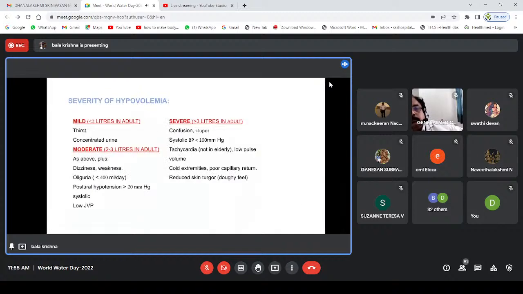In assessing the severity of dehydration, in children there are states of none, some, and severe. In adults there is mild, moderate, and severe dehydration: less than 2 liters, 2 to 3 liters, and more than 3 liters. Mild increases thirst and urine concentration. In moderate, 2 to 3 liters of fluid loss in adults causes dizziness, weakness, oliguria, postural hypotension, and low specific gravity. In severe hypovolemia, there will be confusion and systolic blood pressure less than 100. The patient will be in a state of hypovolemic shock, with a rapid, thready pulse with low pulse volume, cold extremities, capillary fill time of more than 3 seconds, and reduced skin turgor.